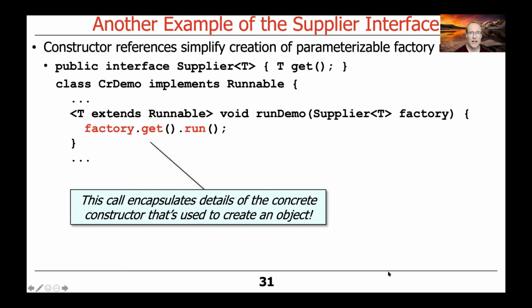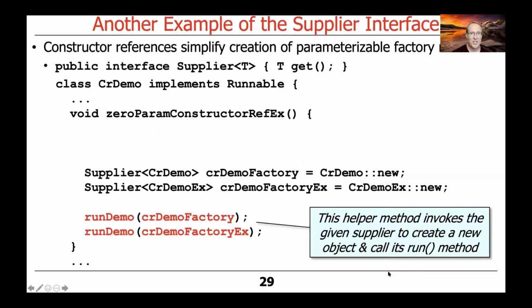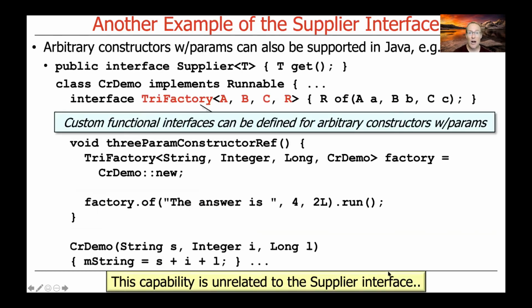So it'll either print the string as it was defined, or print the string uppercased. And the cool part about this is that this code totally encapsulates the details of the concrete constructor that's used to create this particular object. So you can have the same piece of code and it gets reused, and we just parameterize what gets passed into it by using the magic of suppliers, which keep track of the right kind of objects to create. So that's a pretty powerful example.